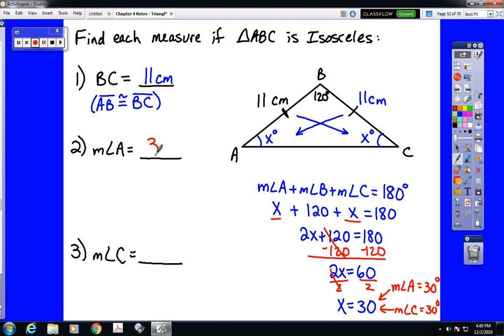So we simply have to go over here and type in or write in our answers. Notice that x does not have units, but the measure of angle A and the measure of angle C both have to have a degree symbol because you're giving me a measurement.